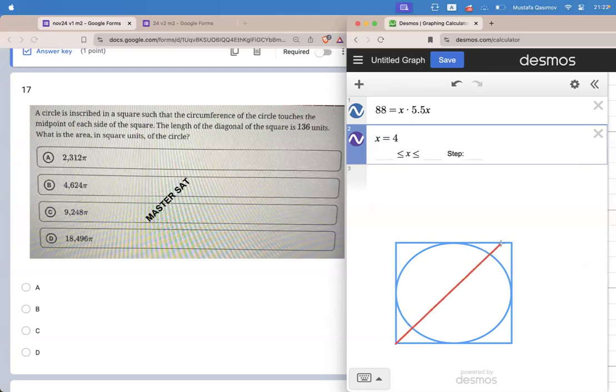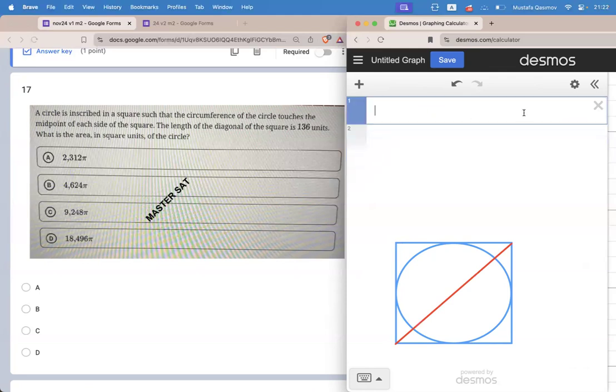This one, it is diagonal, it is 136 units, right? So because it's a square, it is 90, 45, 45. So it is an isosceles right triangle. It means that the side of the square is equal to 136 over square root of 2, and it is equal to 68 square root of 2, right? And we know that this side is actually equal to the diameter.